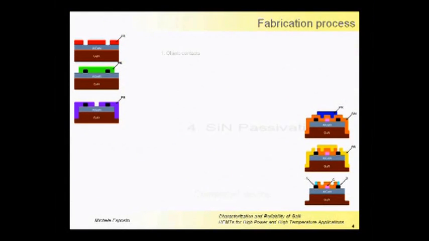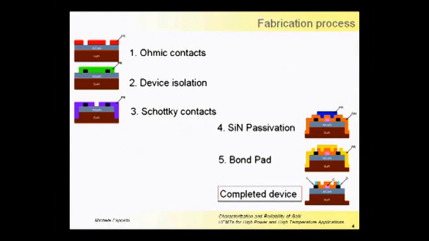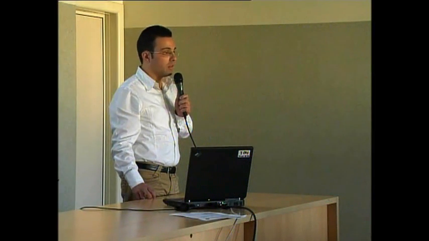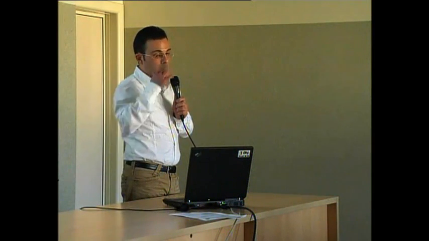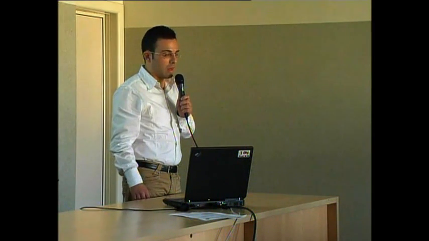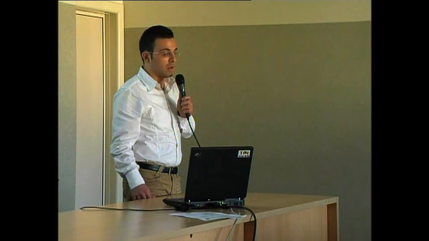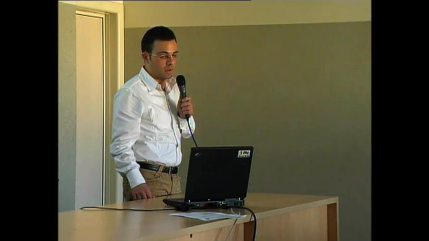The fabrication process starts with the ohmic contacts formation by evaporating titanium, aluminum, nickel, and gold, and then annealing at 850 degrees centigrade for 30 seconds. The device isolation is obtained by an inductively coupled plasma etching based on chlorine gas, and the Schottky contacts consist of evaporation of nickel and gold on the AlGaN surface.